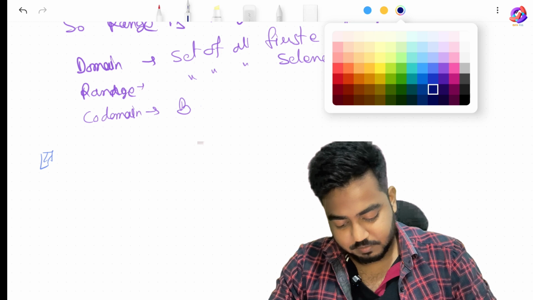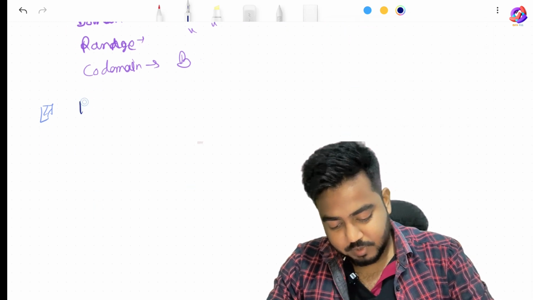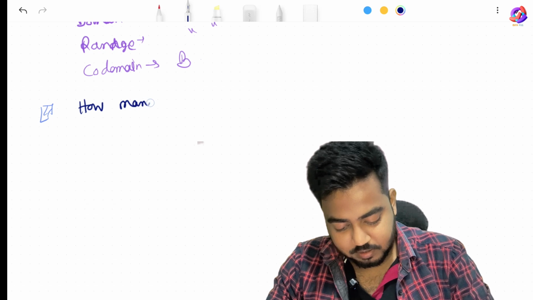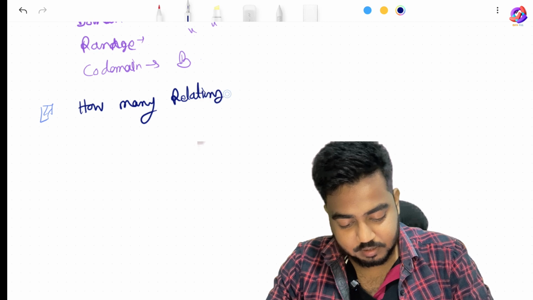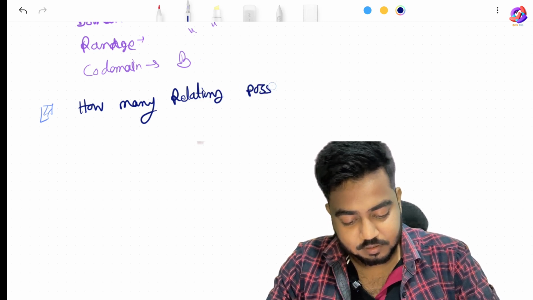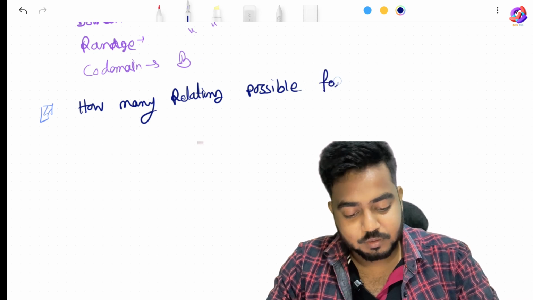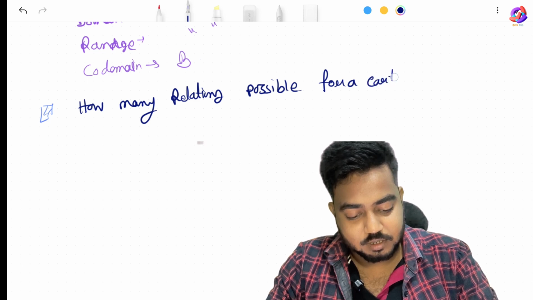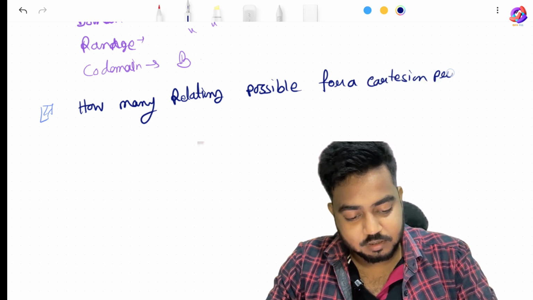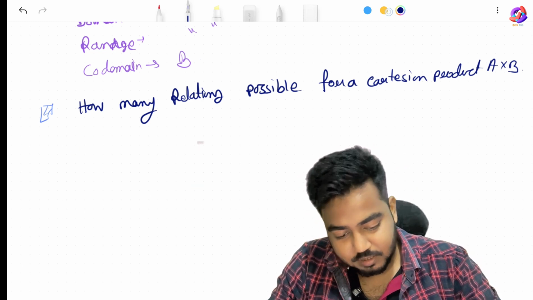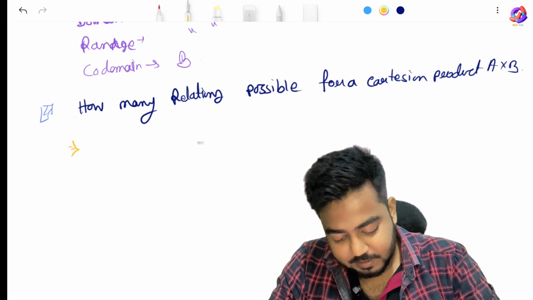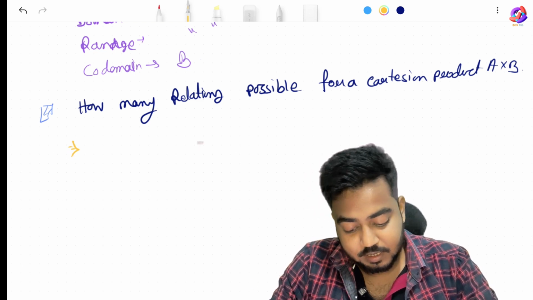Let's change to a deeper color. How many relations are possible for a Cartesian product A cross B? So this question is basically how we understand the number of relations. We will answer this question.